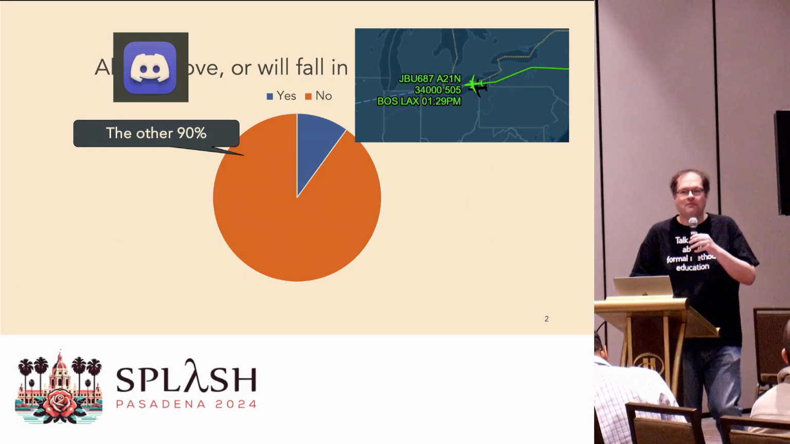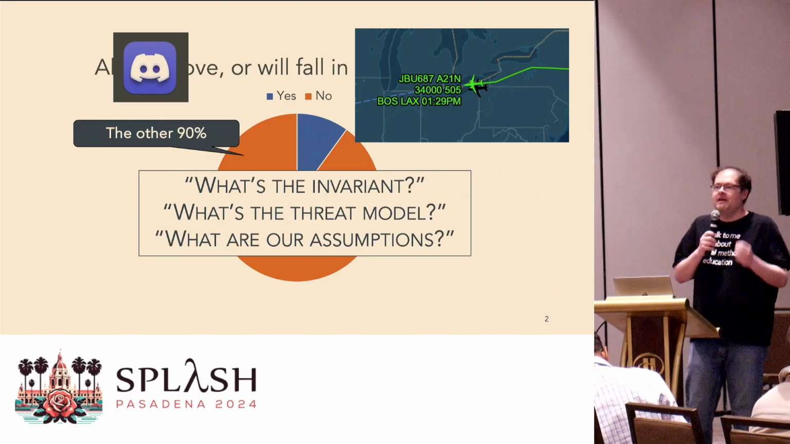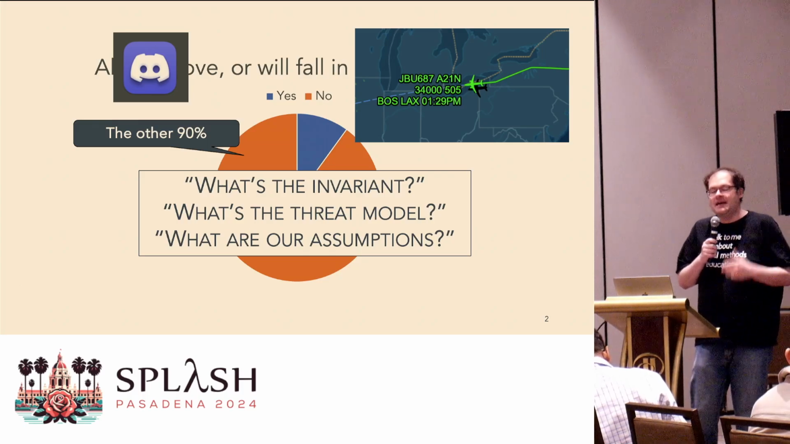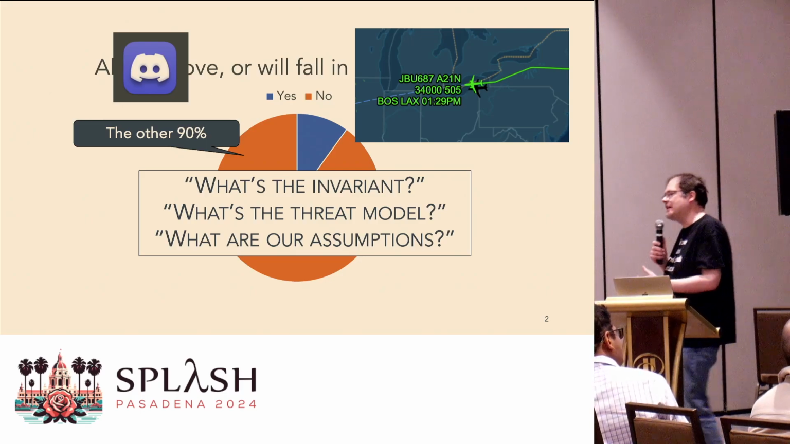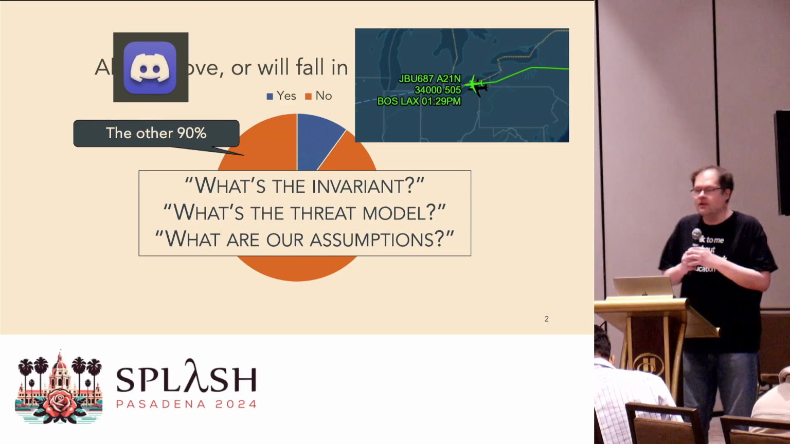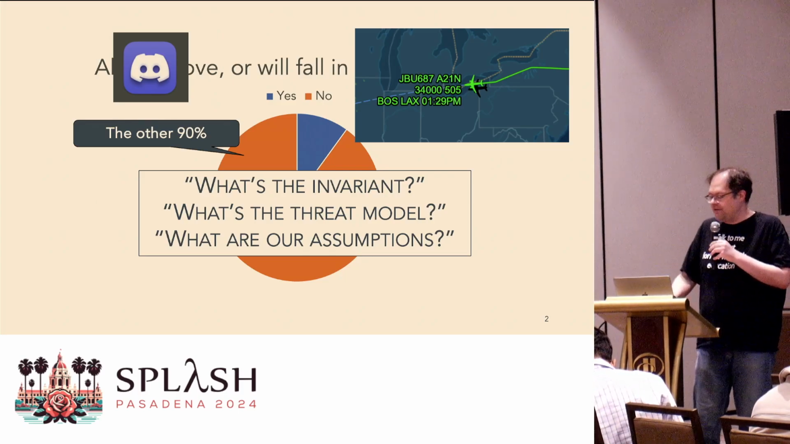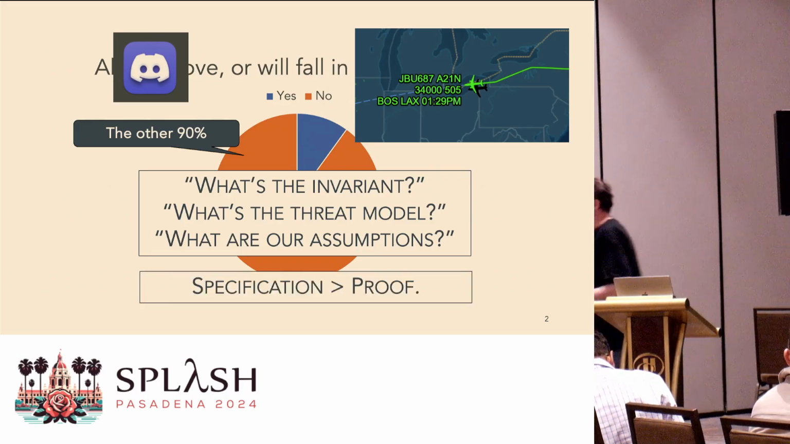So we should all really care a whole lot about the other 90%, even if they can't do a Dijkstra proof. Being able to answer questions like, what's the invariant? Being able to think precisely about their threat model, their assumptions, to model their systems rigorously, even if they can't prove them correct. In fact, I go so far as to say I don't care about proof with respect to those students.